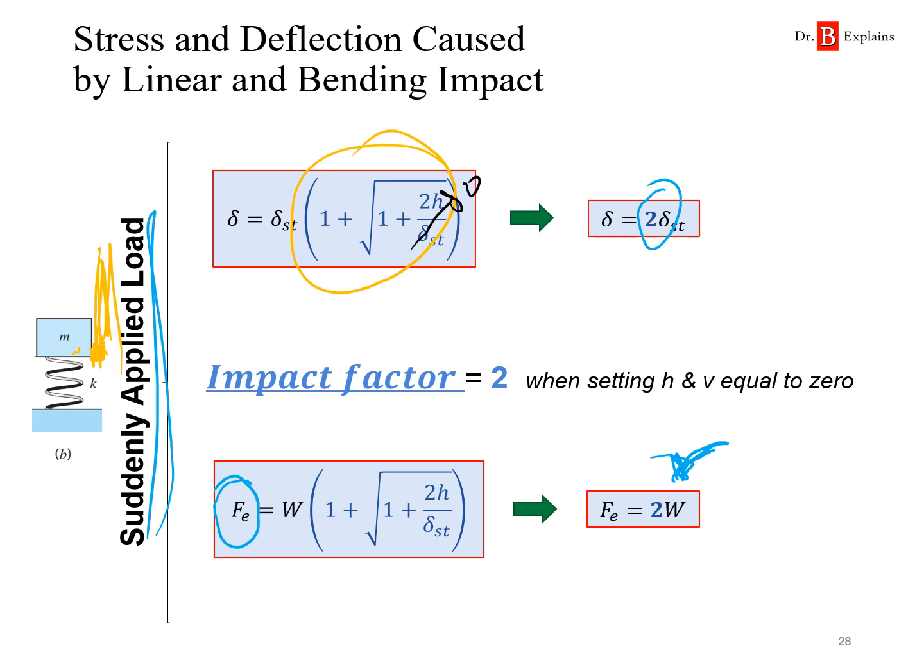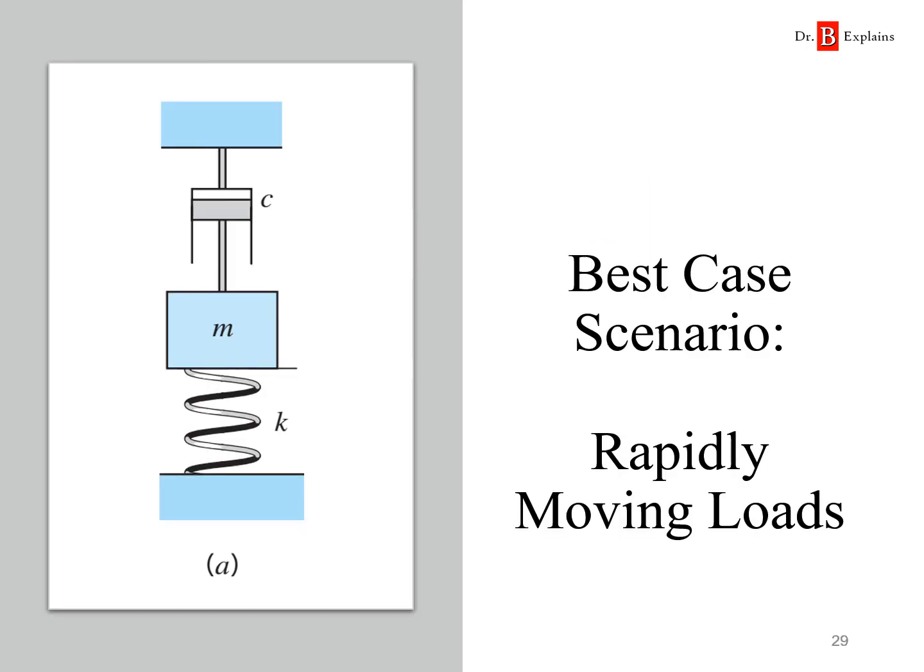I don't know what else to say other than just multiply by 2, and you're already accounting for the case of a suddenly applied load. That's pretty much it. Let's go to the next slide.